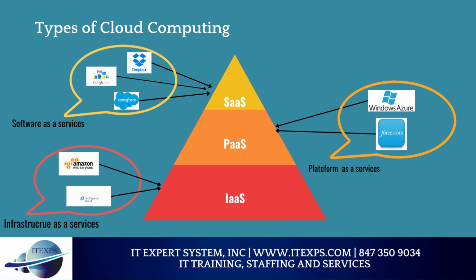Types of cloud computing. Most cloud computing services fall into 5 broad categories. Software as a service SaaS. Platform as a service PaaS. Infrastructure as a service IaaS.